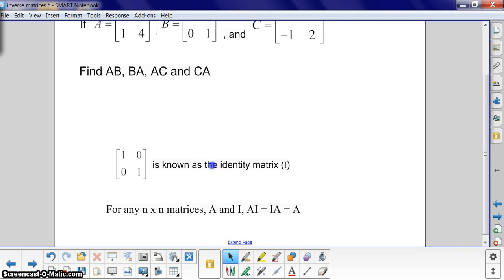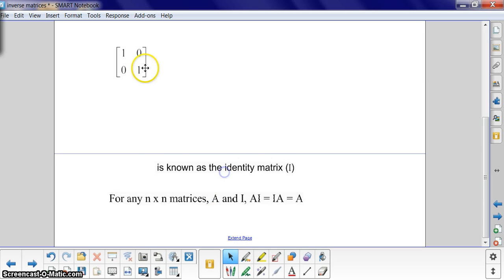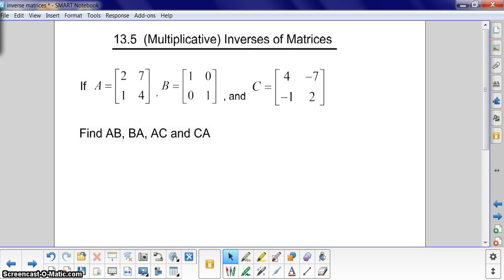So let me move this down a little bit. Extend page, move it down. We're going to need a little bit of room to work here anyway. So let me move that down, come back up. Now let's go ahead and start working on this.